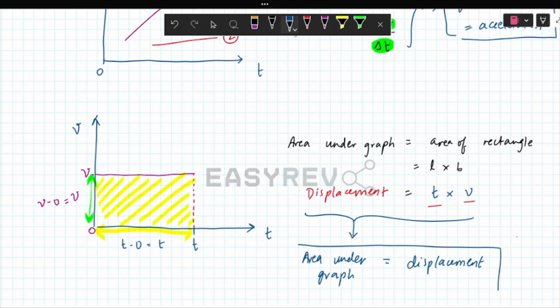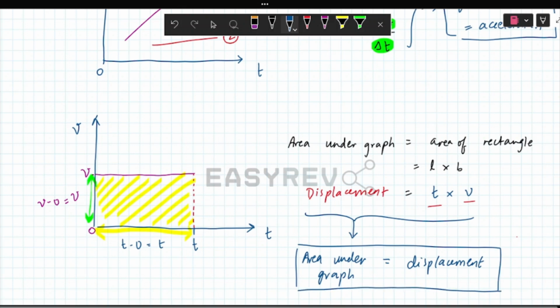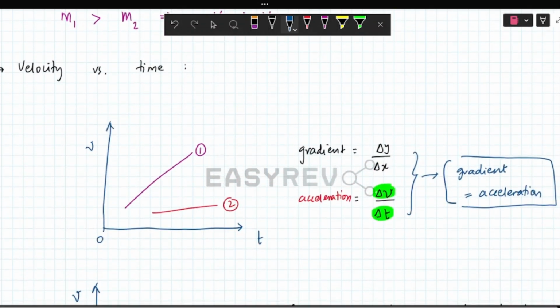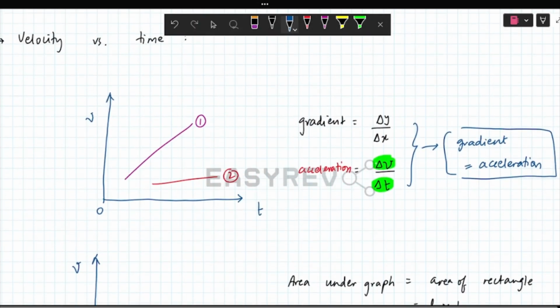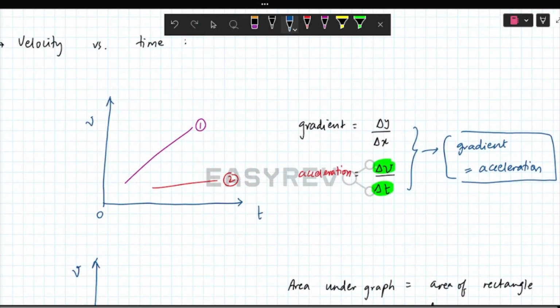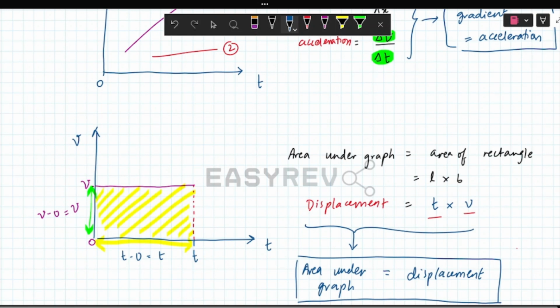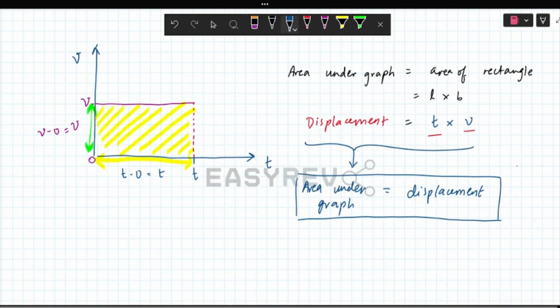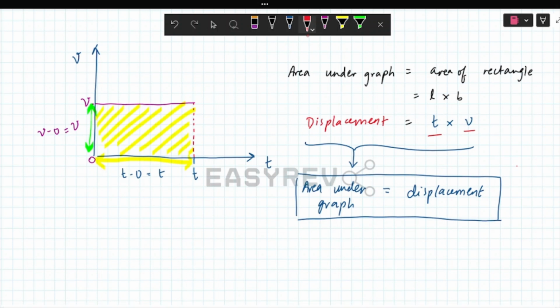So where a displacement time graph only really gave us valuable information from its gradient, the velocity versus time graph gives us important information from its gradient as well as its area underneath that graph line. And it must be noted, although here I had expressed this kind of understanding through just one kind of shape, it must be understood that this works for any shape.